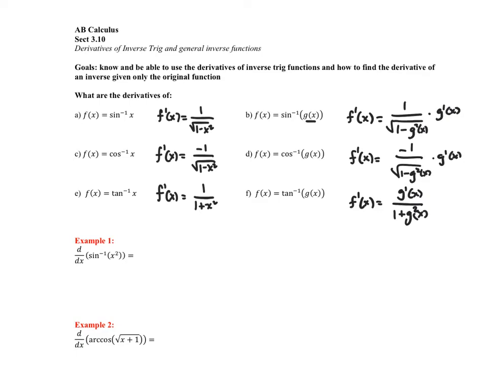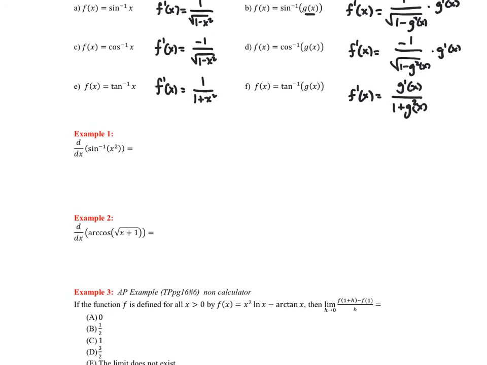Okay, let's look at a couple of examples. Example 1 and example 2. Example 1, we've got the inverse sine of x squared. So I am going to rewrite this in the form 1 over the square root of 1 minus x squared squared, times the derivative of x squared, which is 2x. So I could rewrite that in a much cleaner form as 2x over the square root of 1 minus x to the fourth. That would be the derivative of the inverse sine of x squared.